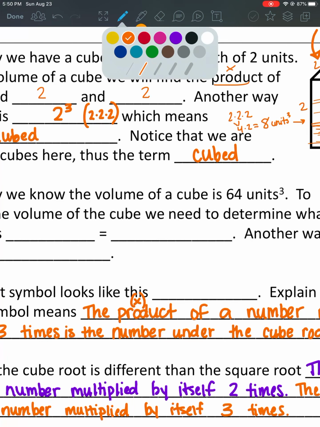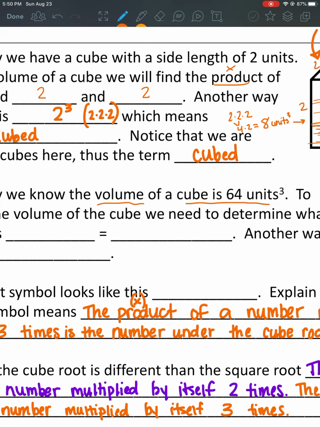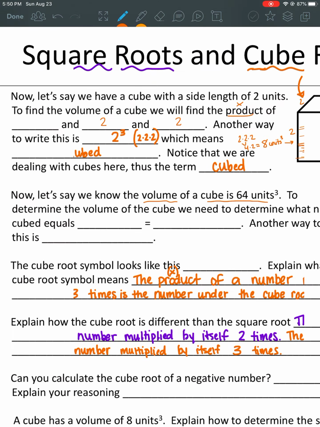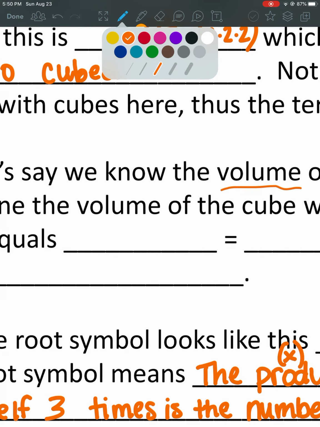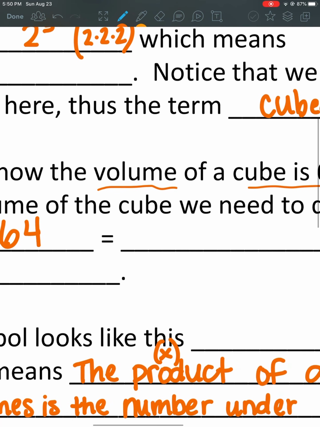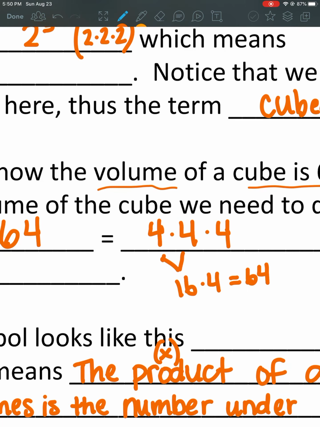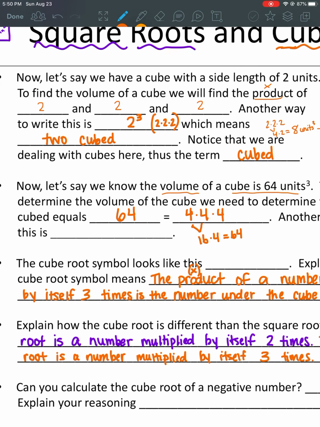Now let's keep going. Let's say the volume of a cube is 64 units cubed. So to determine the side length of the cube, we need to determine what number cubed equals 64. So what number cubed equals 64? So we know 64 is the exact same thing as 4 times 4 times 4. And you may have to play around. You may not know that off the top of your head. I'm going to show you a list, and then hopefully you'll get that pattern down. But 4 times 4 is 16, and then 16 times 4 is 64. So that's how I found that.